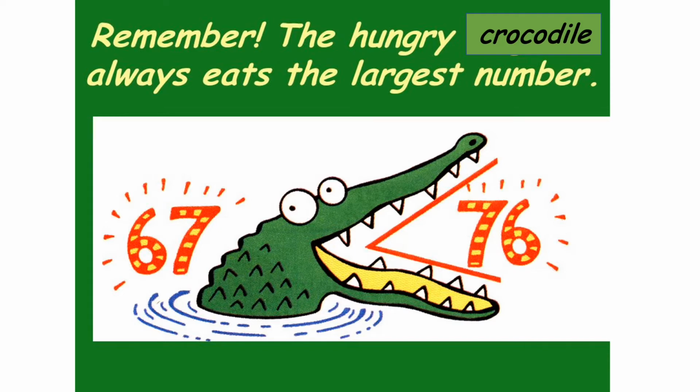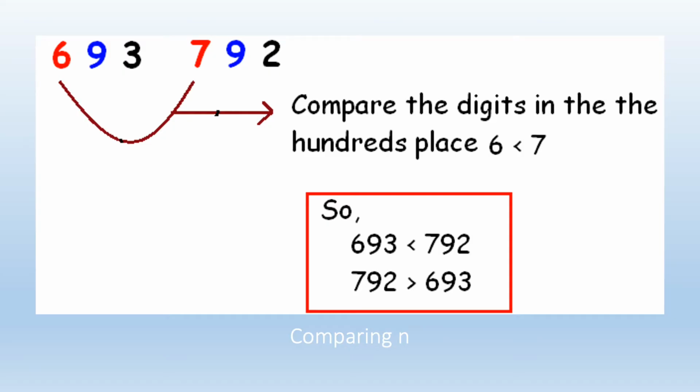Here you can see there are two numbers, 67 and 76, and Mr. Crocodile loves to eat the bigger numbers. So he is opening his mouth towards 76. We have two numbers. We will start comparing the numbers from the hundreds place. Here we have 6, whereas here we have 7. And obviously, the crocodile loves to eat the larger number. So my angle is going to be this way.